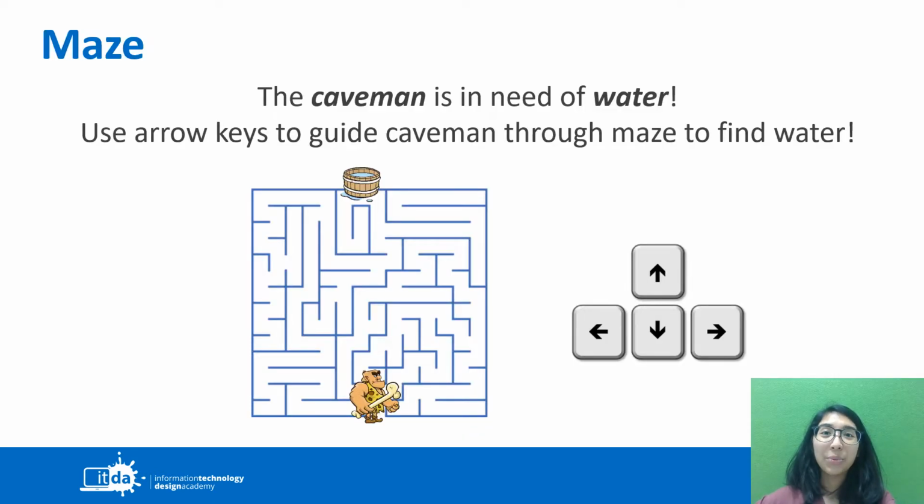Alright, so that's how it works. So let's take a closer look at it. In this game, the caveman sprite that you're controlling is in need of water. So your water is your end goal, okay? So in this game, you're going to use your arrow keys to guide the caveman through the maze to find that water. Alright? Now let's look at some special features of this game.